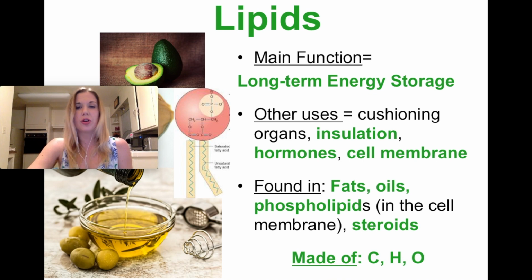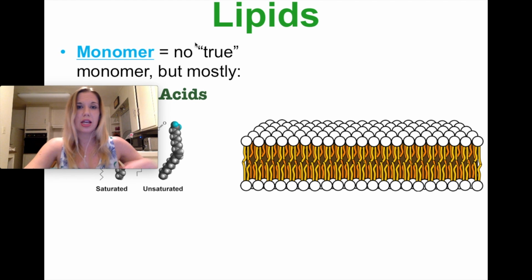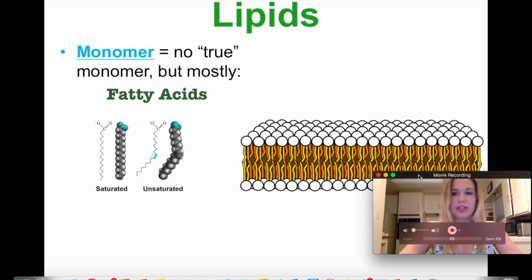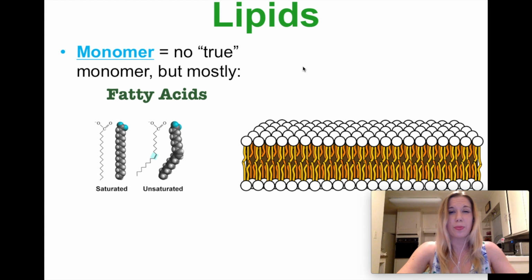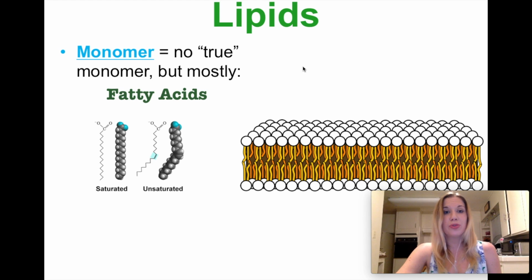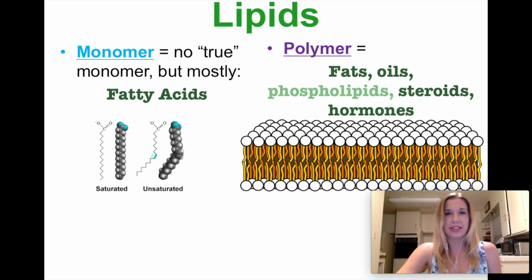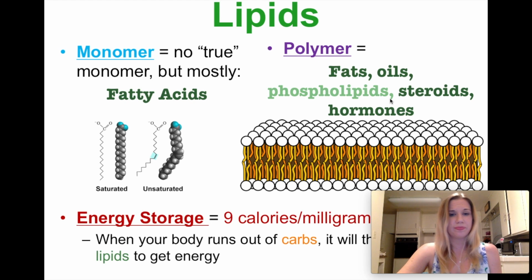Lipids are also made up of carbon, hydrogen, and oxygen, just like carbohydrates are. Lipids don't really have a true monomer. However, mostly they're made up of fatty acids. These fatty acids link together and form fats, oils, phospholipids, steroids, and hormones, like that list of uses we were looking at before. So that's what those fatty acids build.